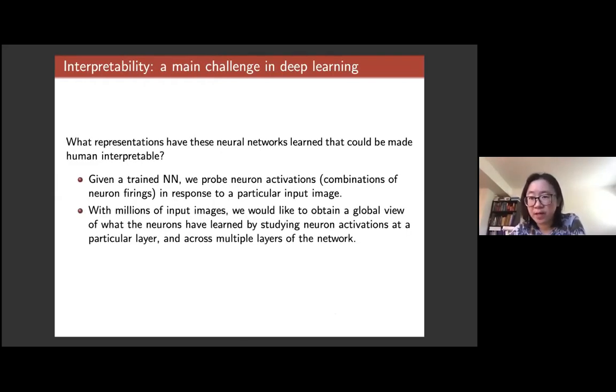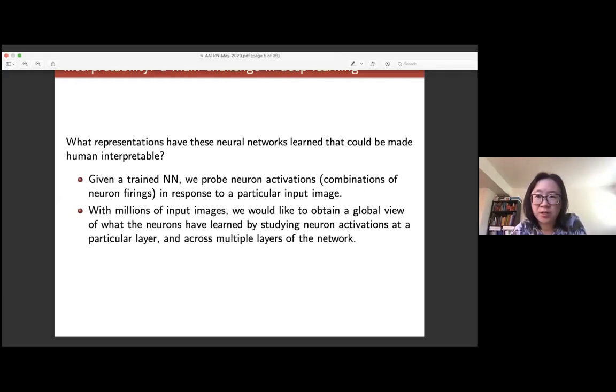What are the questions we are facing, really? First of all, what is a main challenge in deep learning? I'm not claiming I'm going to solve this problem, but these are interesting questions. Essentially, what representations have those neural networks learned that could be made humanly interpretable? Given a trained neural network, we want to probe the neural activations, which are a combination of neural firings in response to a particular input image. With millions of input images, we would like to obtain a global view of what the neurons have learned by studying the neural activations at a particular layer, as well as across multiple layers of the neural network. By the way, feel free to interrupt me anytime.